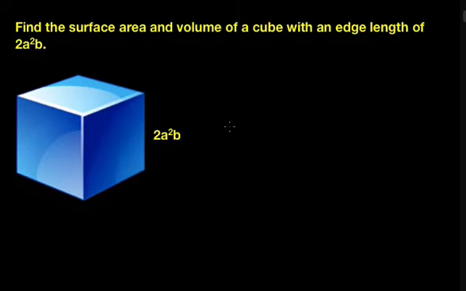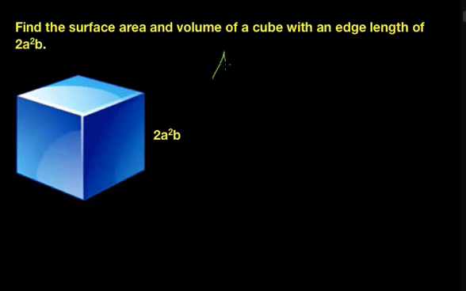Let's try another one. Find the surface area and volume of a cube with an edge length of 2a squared b. Now I'll get you started on the surface area problem. So remember what surface area is. The surface area is just finding the area of all of the surface of a three-dimensional object. So in this case, there are 6 faces to this cube. There's 1, 2, and then one in the back 3, one in the back over here 4, then the top of the cube 5, and the bottom makes 6.